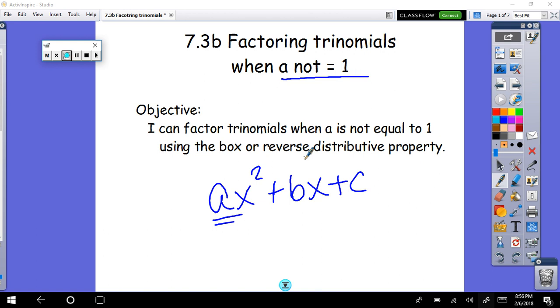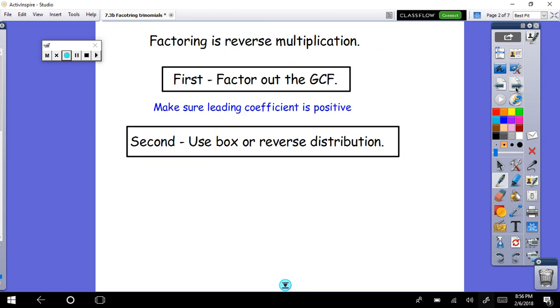Okay, here's a video on factoring trinomials. We're going to focus on quadratic trinomials where the leading coefficient is not equal to 1 today. Remember that factoring is the reverse of multiplication.